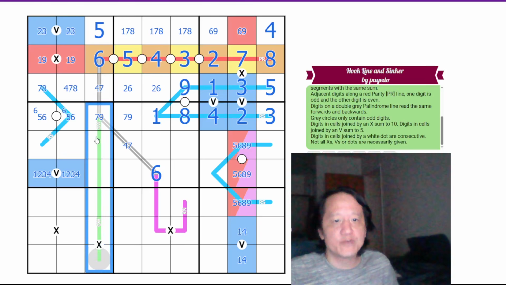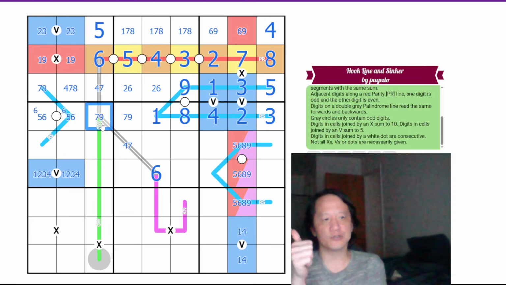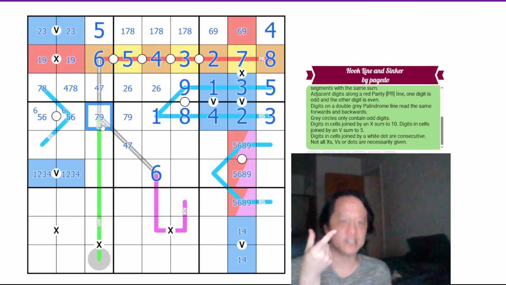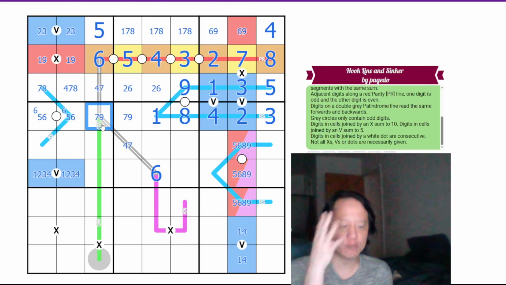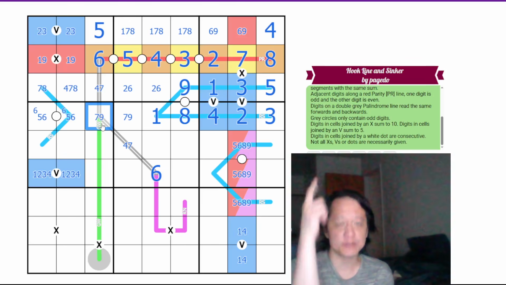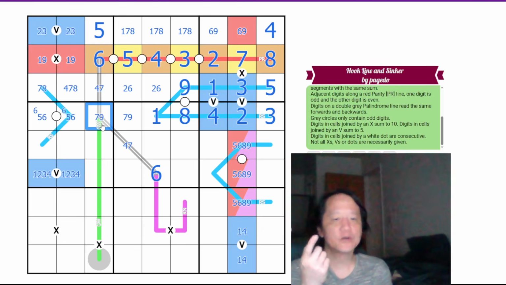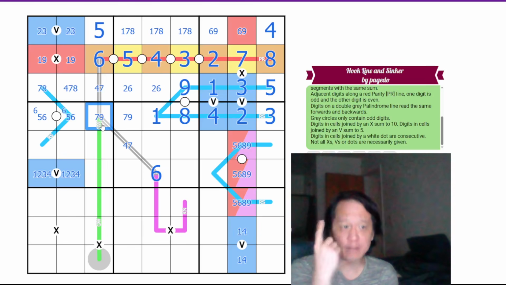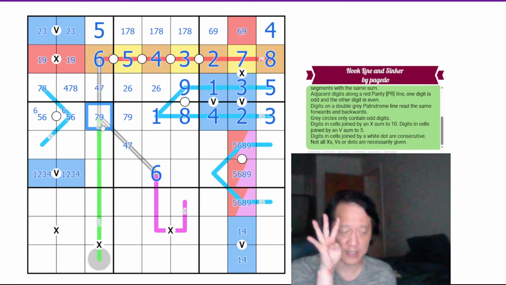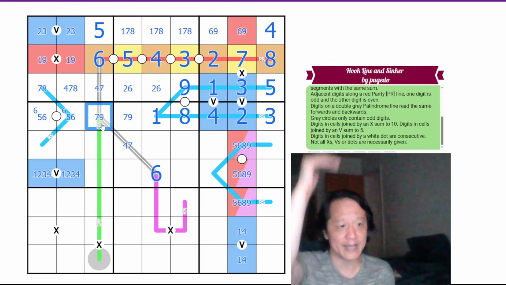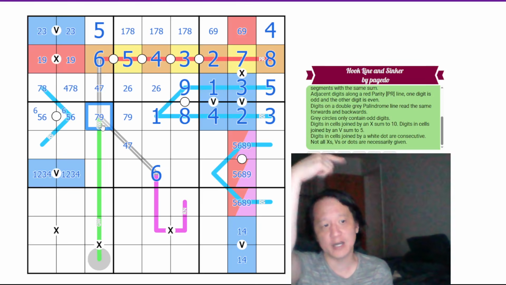Okay, on a Whisper 5 line, you'll always alternate between low digits and high digits, the low digits being 1 through 4, the high digits being 6 through 9. How do you know that? Well, what digits can be next to a low digit? Well, 1 can be next to 6 through 9, 2 can be next to 7 through 9, 3 can be next to 8 or 9, 4 can only be next to 9, which are all high digits. So next to a low digit must be a high digit.